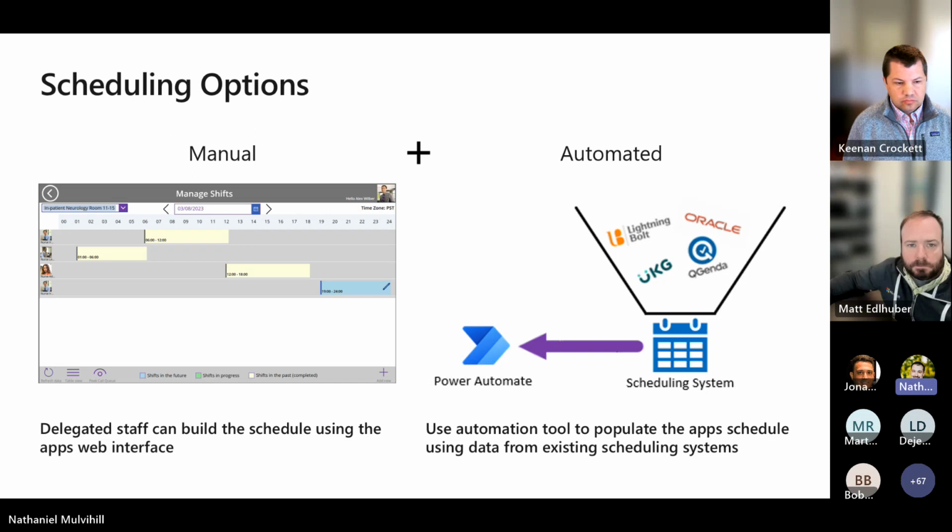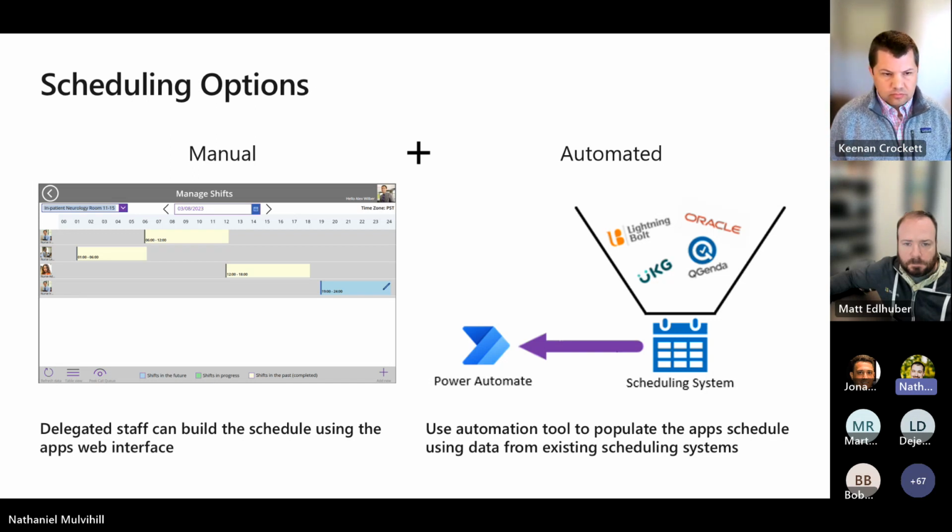So when you talk about any scheduling application, we're going to need a way to get that scheduling data into the application so it can sign you in and out of your shift. The application comes with two ways to do that. The first one is really a manual way. A department admin, whoever it may be, could log into the Power App via a web browser and create that schedule data using the app's interface.